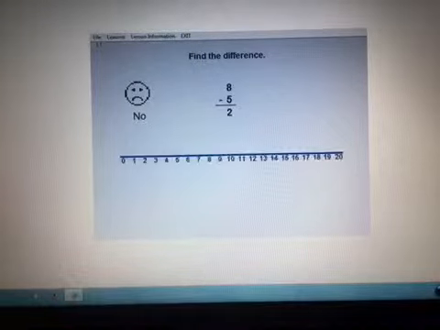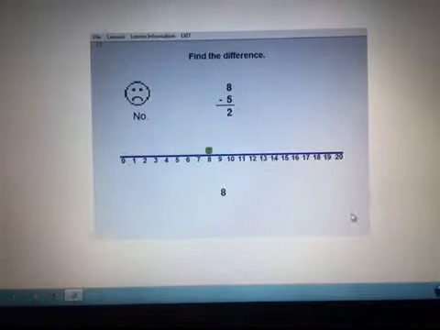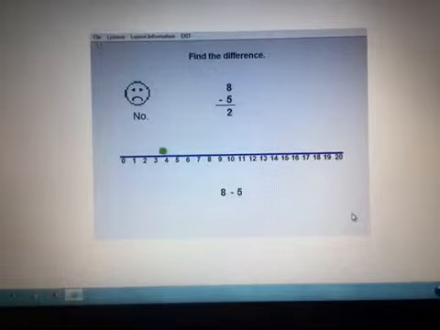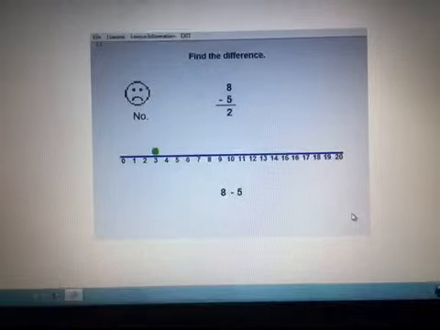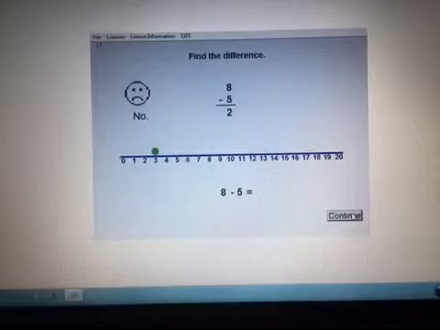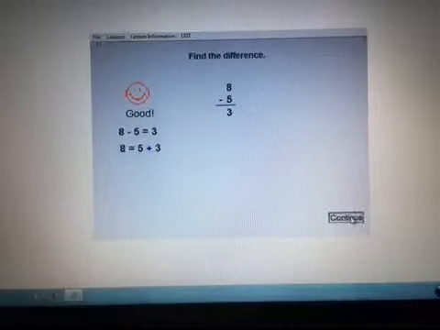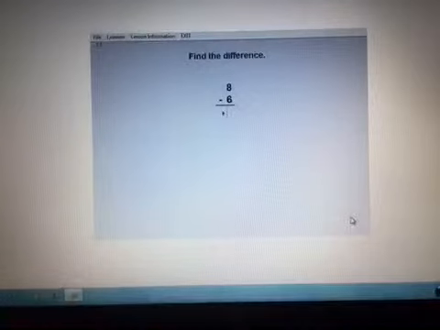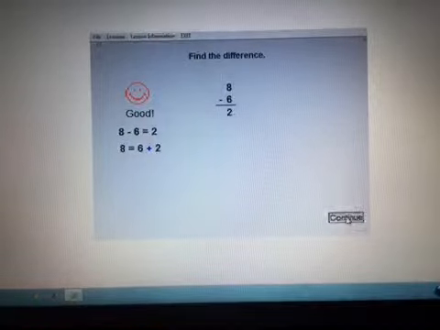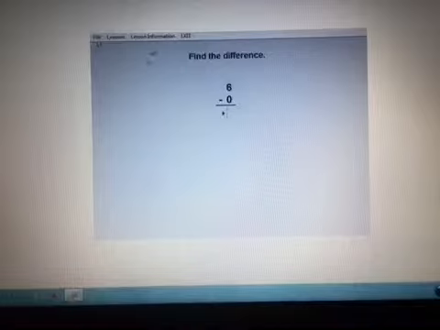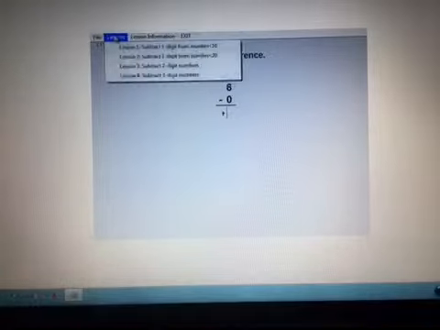8 minus 5 equals. So I think we have a pretty good idea of what's happening on this lesson. Let's go to lesson 2.